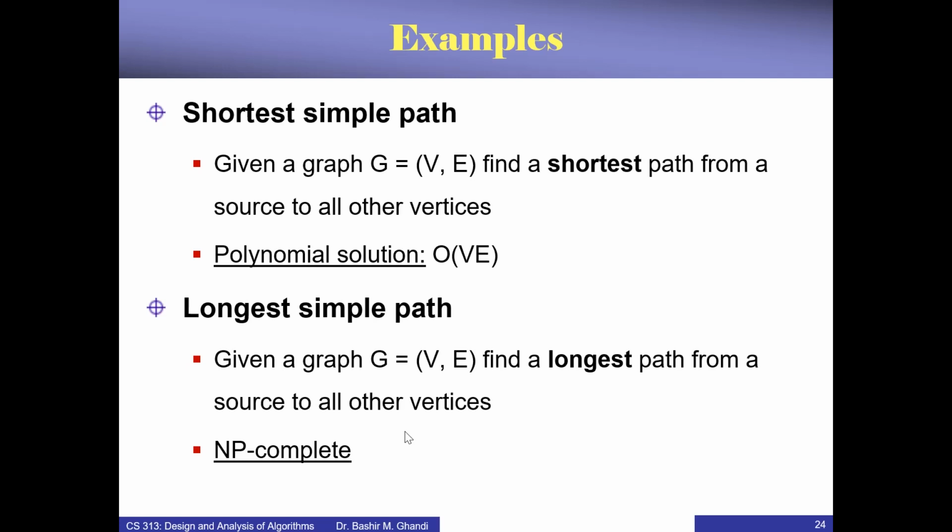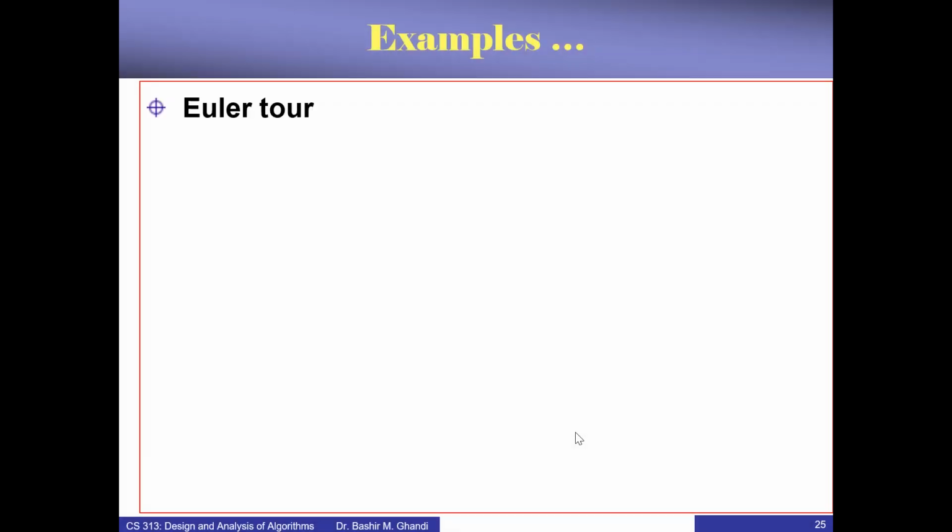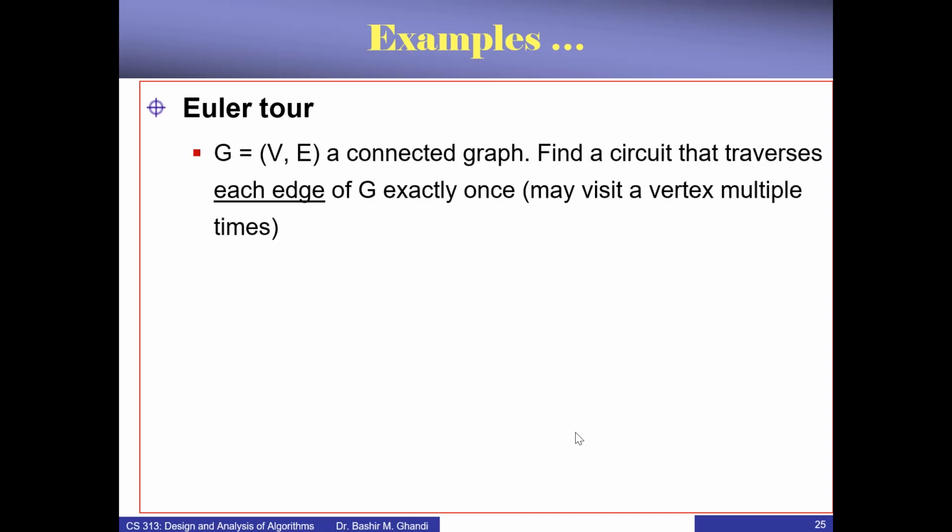Okay, the proofs of all these statements are there in the book if you want to go and study them. But in this lecture, we will not be proving anything, just for you to know examples of problems that are NP-complete. So longest simple path is an example of an NP-complete problem. Okay, next example, Euler tour. The Euler tour belongs to P actually.